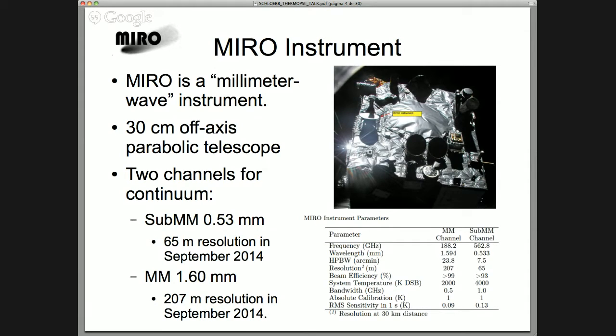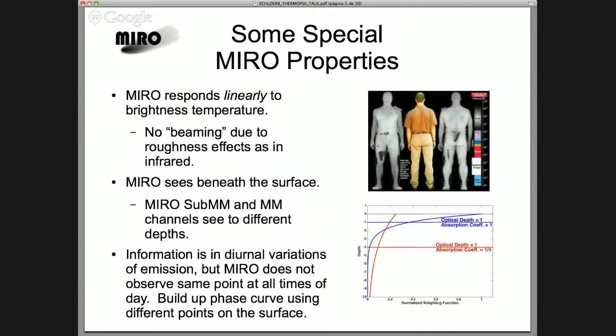So now, MIRO, by being a millimeter wave instrument, has some special properties. The first thing to keep in mind is that at these wavelengths, our signal is linearly proportional to the brightness temperature. And one of the features of that is that there isn't any of this beaming stuff that I've been hearing about for the last couple of days going on as a result. The other thing about MIRO is we don't look at the surface, we look beneath the surface, which is why we go through millimeter wave detectors when you go through the airport.